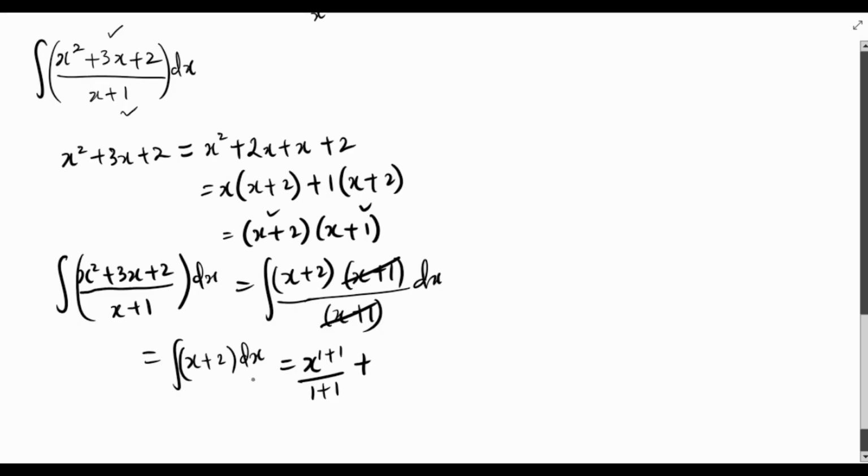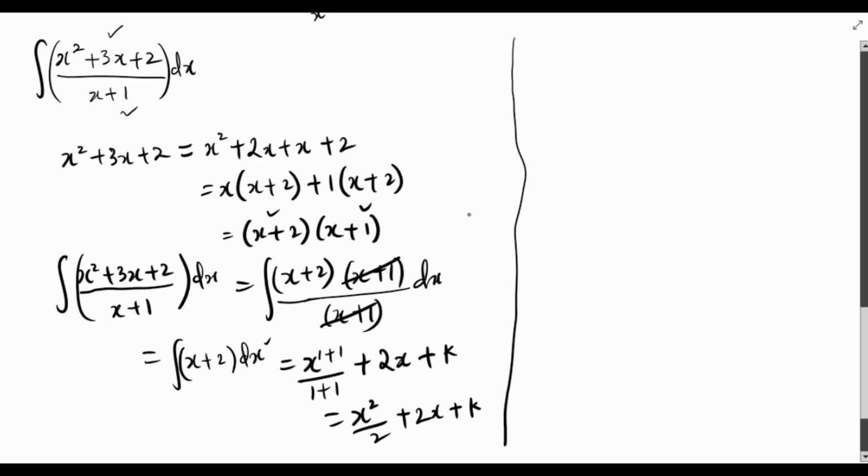And for the constant, 2 is a constant, it doesn't have any variable x, right? So for a constant, you attach the variable. The variable we have is x, so you attach x to it, 2x. You don't add any power because you are just attaching it. So plus k, which is x squared divided by 2 plus 2x plus k. So this is your final answer for this question.